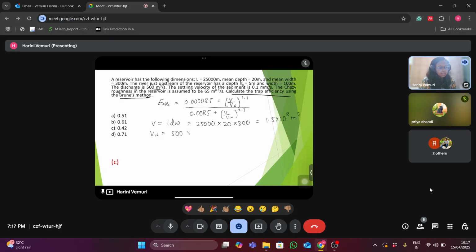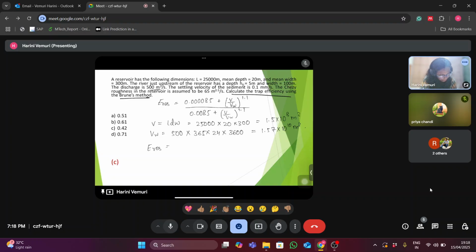This we have to multiply in time units. So it's in seconds for the annual average, right? For 365 days, in a day we have 24 hours. Convert that into seconds, we have to multiply it by 3,600. So we'll get 1.57 into 10 power 10 meter cube is the average inflow volume at annual scale for the reservoir.